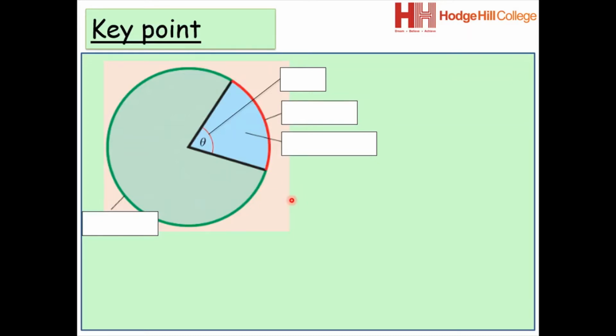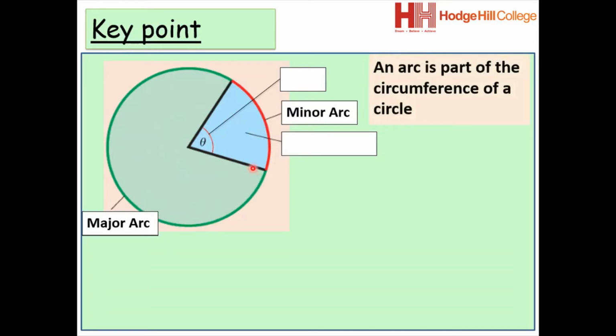Let's now go through the other bits of the other definition. So I mentioned arc earlier to you. That is called the minor arc. That's what I was talking about. The part of the circumference, part of the curve, that is on the smaller sector, that's called the minor arc, and therefore the green one is called the major arc. Okay. Arc, as I've said, is part of the circumference.